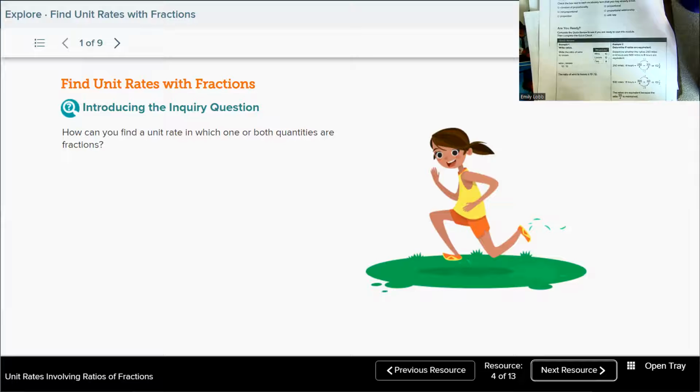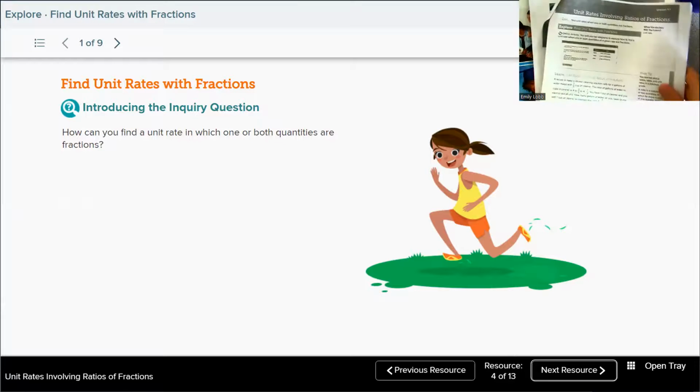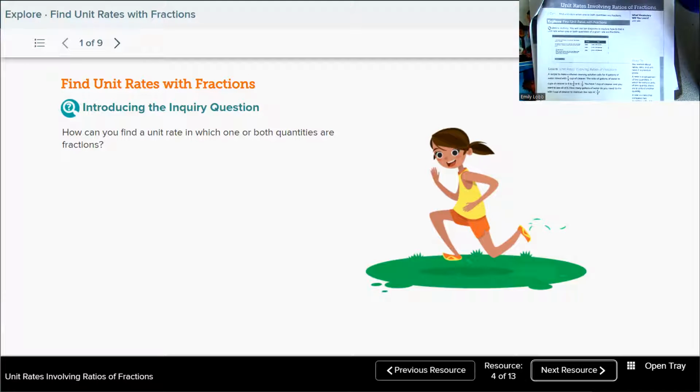I'm going to turn to page 3 in my packet. Page 3 in my packet. Are you all with me on page 3 in your packet? Excellent. So this is just an explore. If you want to do this activity on your own, you may do so at another time, but I'm just going to walk you through it so we're all here together and it makes it go just a little bit quicker. So our inquiry question: how can you find a unit rate in which one or both quantities are fractions? Any ideas? How can we find that?